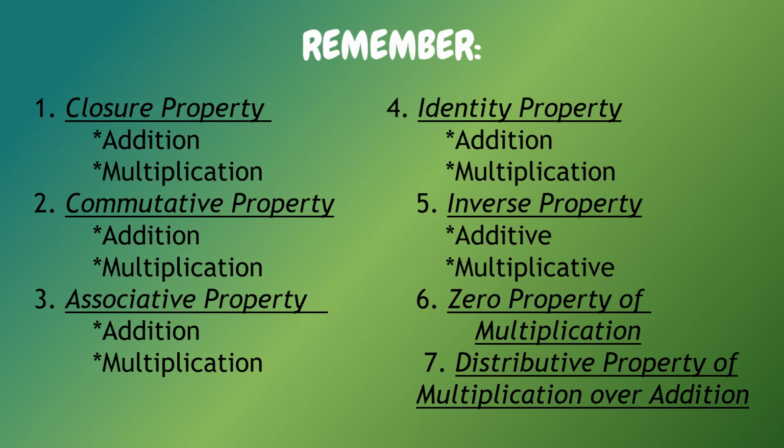Okay, let us now summarize what we have learned in this lesson. Remember, we have 7 properties of operations. The first is the closure property, commutative property, associative property, identity property, inverse property, zero property of multiplication, and distributive property of multiplication over addition. Ang closure property hanggang sa inverse property ay nahahati sa dalawa, which are the addition and multiplication. So, dapat hindi kayo malito sa given properties of operations.